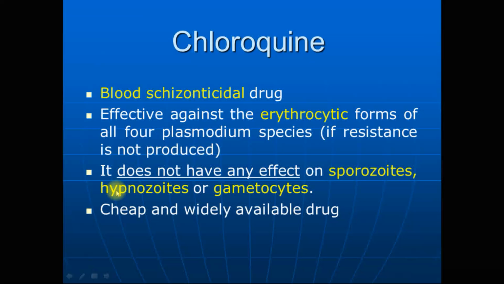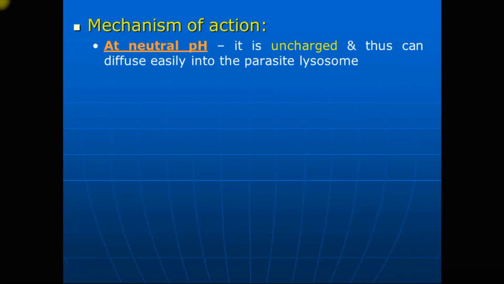Similarly, it does not have any effect on hypnozoites. So if Plasmodium vivax is the causative microorganism, then in that case definitely you need to give an additional combination with some drugs like primaquine or maybe other drugs. It also does not have any action on the gametocytes. Advantages of this drug are that it is cheap and a widely available drug. The only drawback is the development or emergence of resistance. Otherwise it is a very effective drug and very widely used as an antimalarial drug.